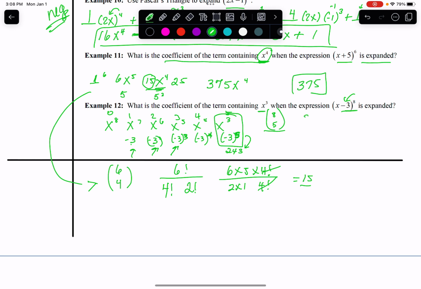So you're looking at 8 choose 5. So that's 8 factorial over 5 factorial, 3 factorial. So that's 8 times 7 times 6 times 5 factorial over 5 factorial, and then you have 3 times 2 times 1. So the 6 would go away, and you get 56. So you have 243 times 56, and it's negative 243, which I'll just tell you, if you use your calculator, negative 13,608, I believe. All right, that ends lesson 111.